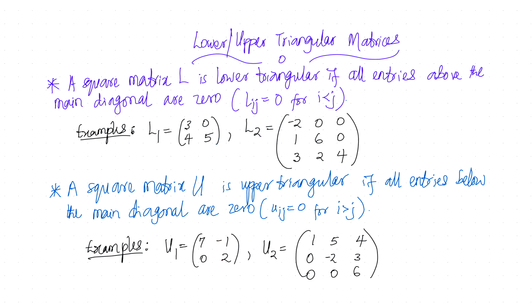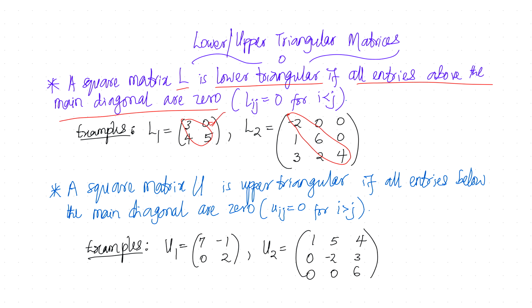Okay, so we go to the next. We have the lower and upper triangular matrices. Again, a square matrix L is lower triangular if all entries above the main diagonal are 0. So you already know the main diagonal is the diagonal consisting of elements 1,1, 2,2, 3,3. So if every element above the main diagonal, or the principal diagonal, is 0, then you say that a matrix is a lower triangular matrix. So you can see this L1, 3, 5 is the main diagonal. Above that, you have 0. As a result, you can say that both L1 and L2 are lower triangular matrices.